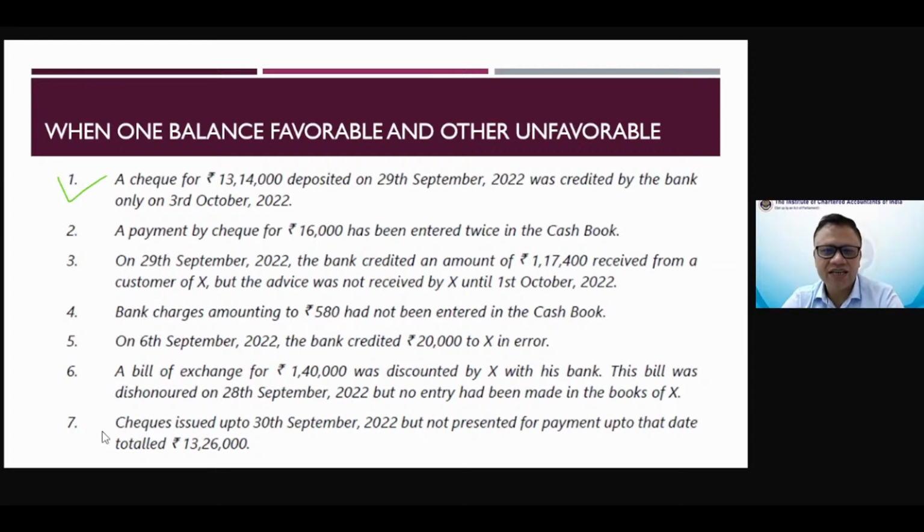Now, if you see here, a check is deposited on 29 September and it was credited by the bank on 3rd October. So the check was deposited but not credited. So the check transaction is in green color.